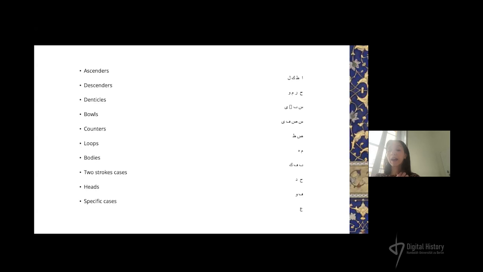In our case, in Arabic paleography, I have decided to work with this grapheme concept of the basic letter forms and then to divide them into these different components. So the components are not just a component of an allograph, but a repeating component that enables me to draw a comparison between different letter forms. Otherwise, it doesn't work. So within the Arabic letter forms, we always have ascenders, descenders, denticles, bowls, counters, loops. You have the body of the letter itself, and we have the two-stroke letter forms case. We have heads, and also, of course, specific cases. Otherwise, it would be too easy.